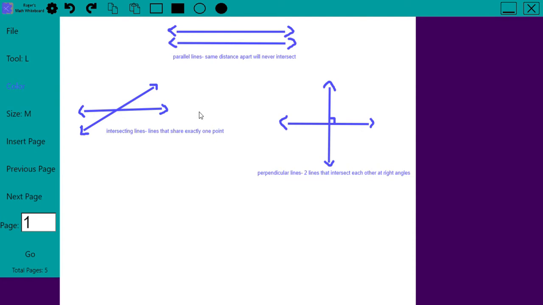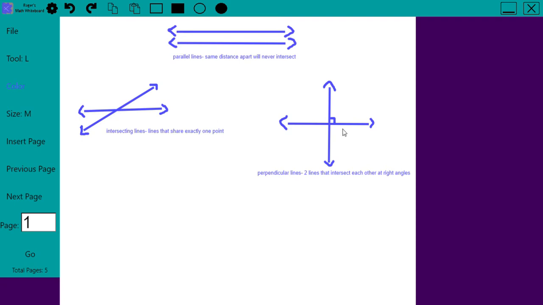The first one we got are parallel lines, which are lines that are always the same distance apart and they will never intersect each other. And then next we have intersecting lines. So lines that share exactly one point, and this point is known as a point of intersection. So these two lines here, they have a shared point right here.